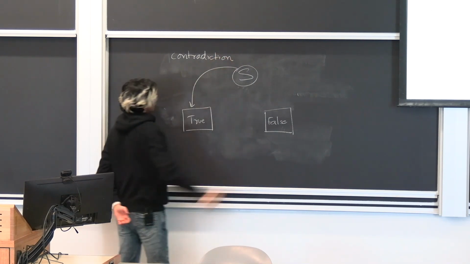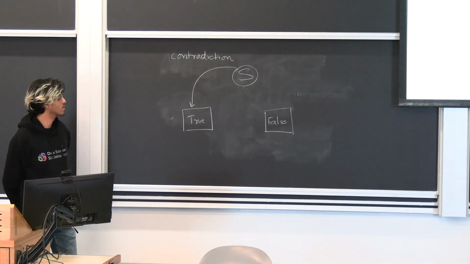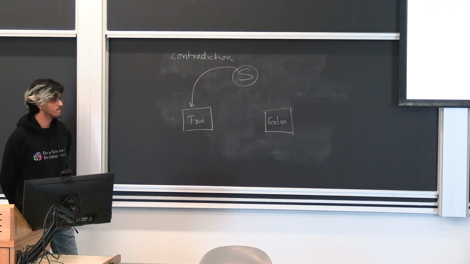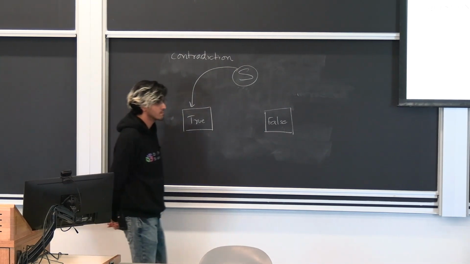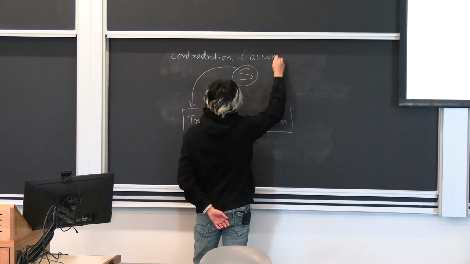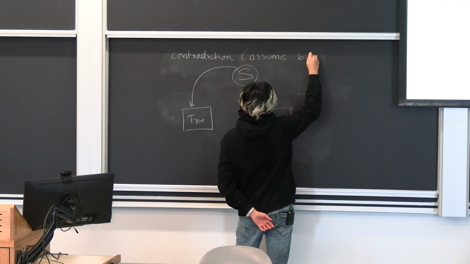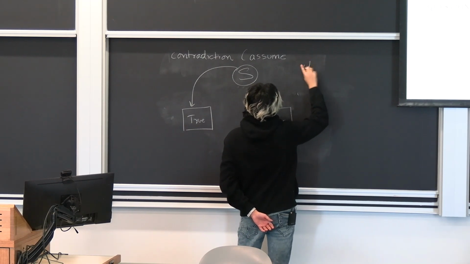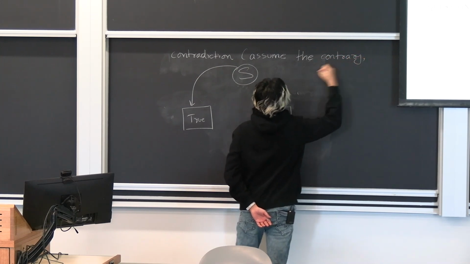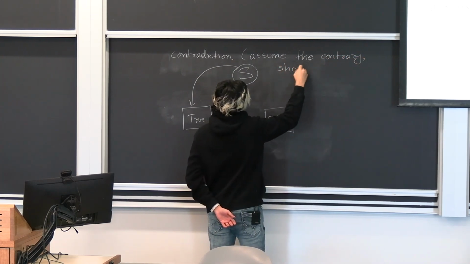What is contradiction? Contradiction is when, instead of proving that the claim C is true, you show that the claim not of C is false. And that way you show that your initial assumption is incorrect, and therefore C must be true. Assume the contrary. And then you show a fallacy.